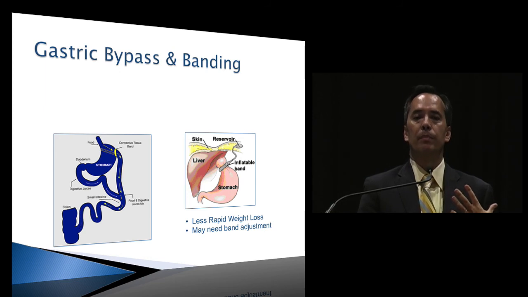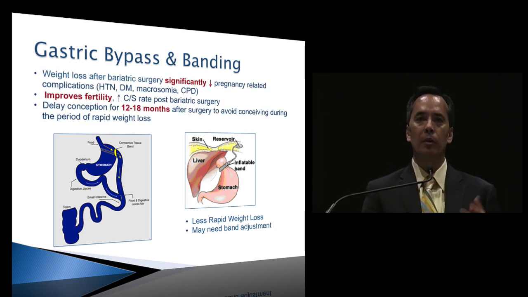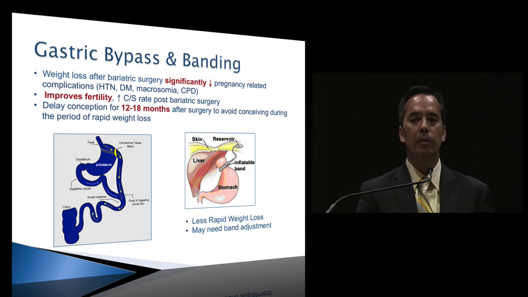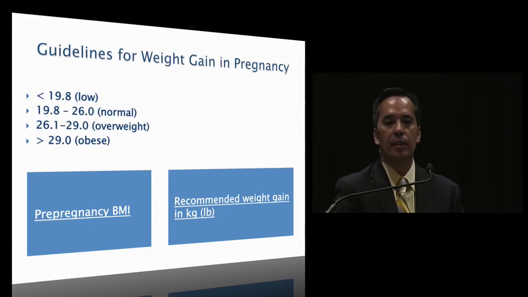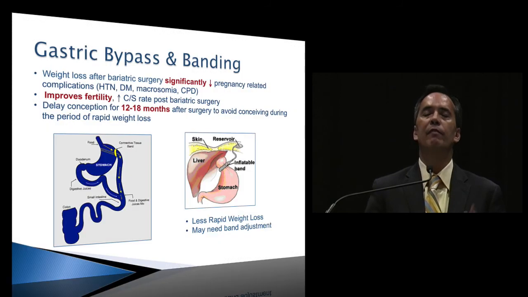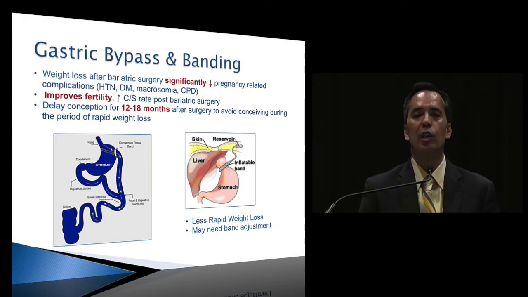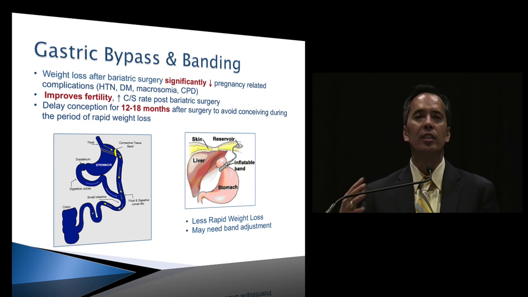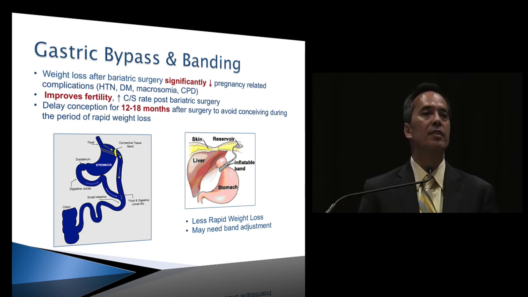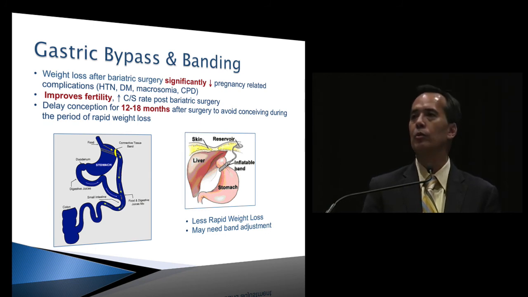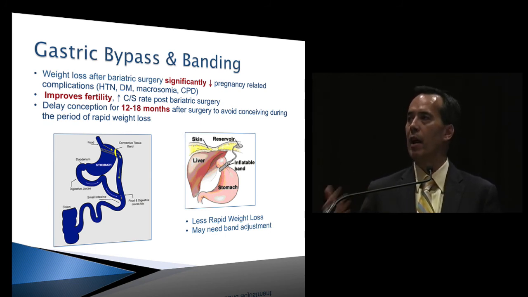Now, what about gastric bypass and banding? There are a lot of parturients who are getting pregnant after these procedures. If you can lose weight after gastric banding or gastric bypass, you can significantly decrease the pregnancy-related complications and comorbidities. The hypertension and the diabetes all decrease and get better. It also improves fertility, so they're more likely to get pregnant. But they do recommend that after these procedures, you should wait at least a year, 12 to 18 months, because that's the period of rapid weight loss.